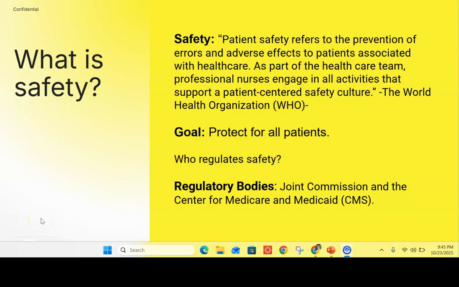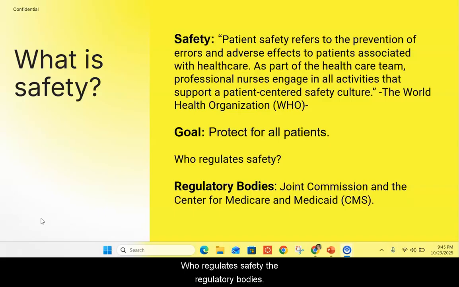So what is safety? Patient safety refers to the prevention of errors and adverse effects to patients associated with healthcare. As part of the healthcare team, professional nurses engage in all activities that support a patient-centered safety culture. This is, of course, a definition from the World Health Organization, also known as WHO. The goal is to protect all patients.